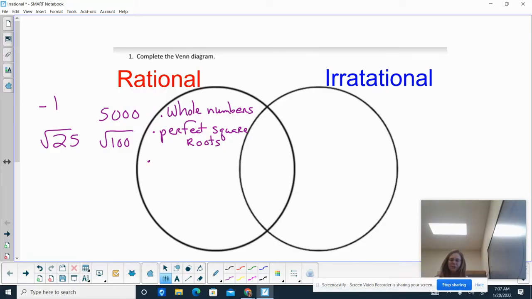Our next category is fractions. So that can be positive or negative fractions. So something like -1/2 or positive 2/3. They are rational. We have two more categories. The next one is called a terminating decimal.